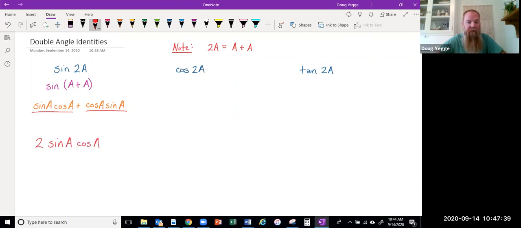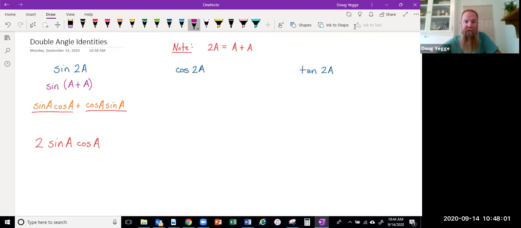So look at how this identity is going to benefit us. If we're trying to find sine of twice some angle, but all we know is information about the angle a, then we could rewrite this in terms of single angles, which will now allow us to evaluate the value of sine of that double angle.